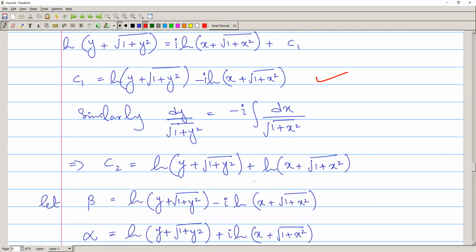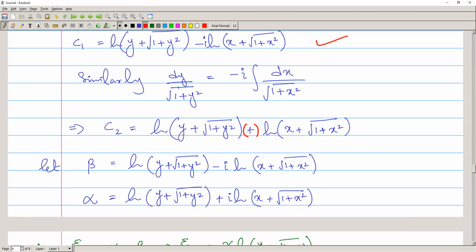Similarly, we will integrate the second root, and we'll get the same thing, but this time there will be a positive sign between them because here it is negative, right? So c2 will be equal to ln of y plus square root of 1 plus y squared, which is the integral of this function, plus ln of x plus square root of 1 plus x squared, which is the integral of this function, right? And we will also place iota here because of this iota, right?